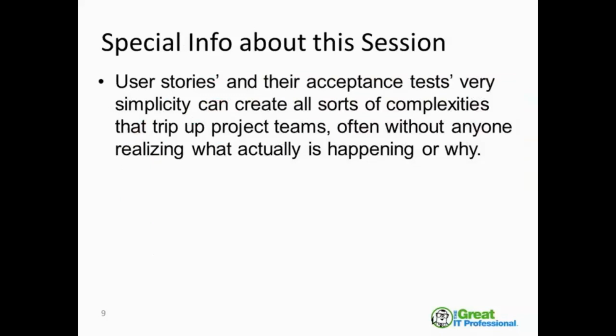So in the Agile world and the user story world, there's a lot of seeming simplicity. User stories are about as simple as they can get, and user story acceptance tests are just about as simple. And yet, ironically, that can trip people up. The apparent simplicity can in itself create complexities that people tend to stumble on because they're not always aware of what's happening or why.